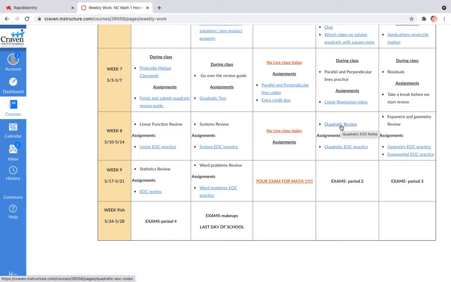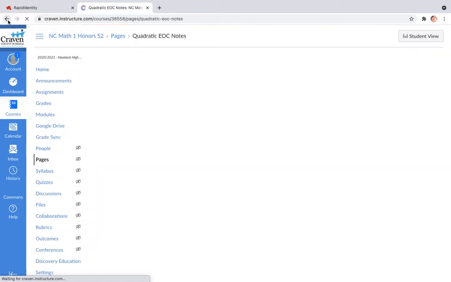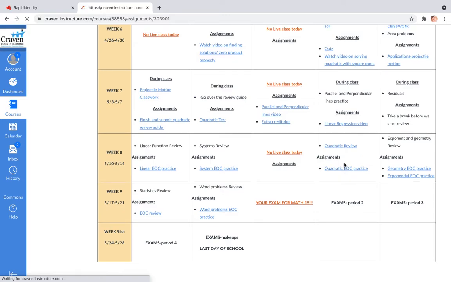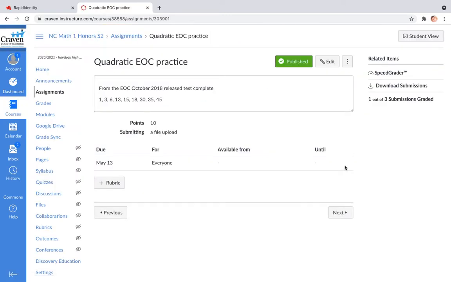Going over the quadratic questions that y'all had for yesterday's homework. So question number 1, you should have selected A. Question 3 was B. Question 6 was x equals 8. Question 13, x is equal to 11. Question 15, x is equal to negative 2.